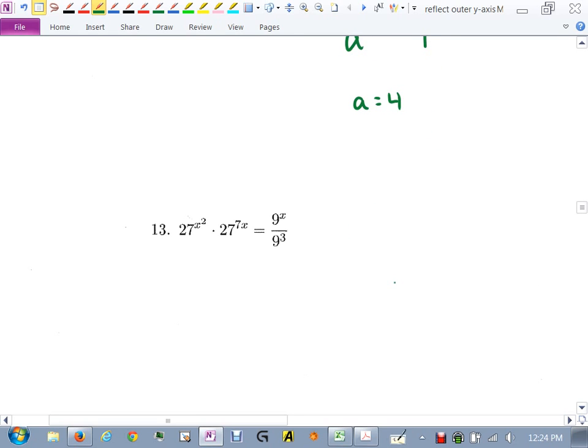It looks like too much. This is 27 to the x squared plus 7x. Property of exponents, right? Same base on the left. Add the exponents. What about the right side? Is it okay to write that as 9 to the x minus 3? Because that's what it means, right?